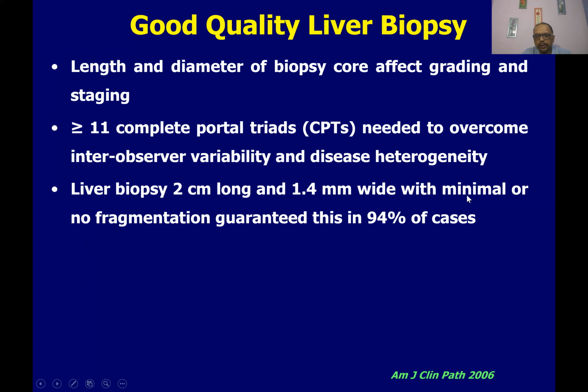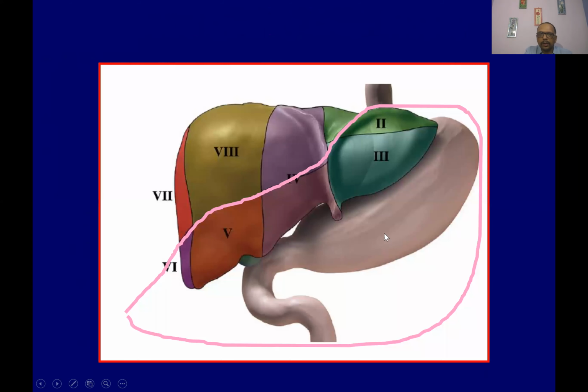And it has been shown that a liver biopsy which is at least 2 centimeter long and at least 1.4 millimeter wide, with minimal or no fragmentation, will ensure this in 94% of patients. Now, let's go to EUS guided liver biopsy.